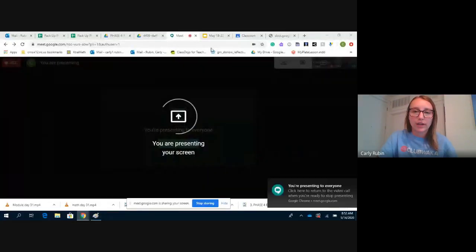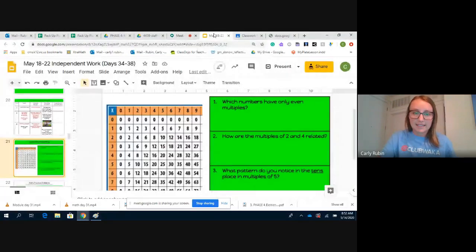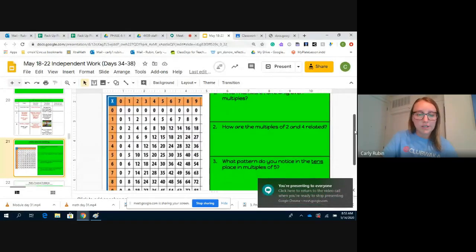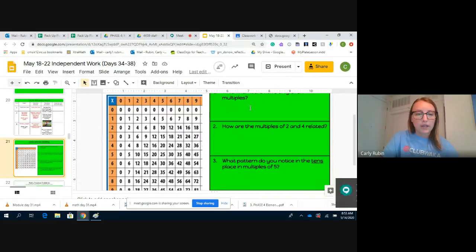So we are going to look at a multiplication table and see what patterns we can find within this table. So here on the slide, I have a multiplication table. We can see the numbers 0 through 9 running along the top and 0 through 9 running along the bottom, and all of those multiplication facts in here.